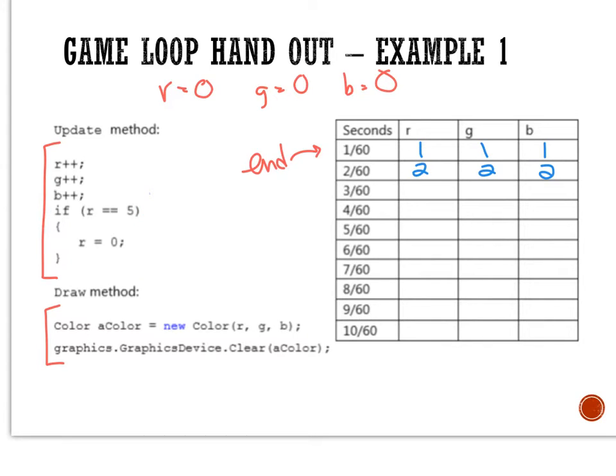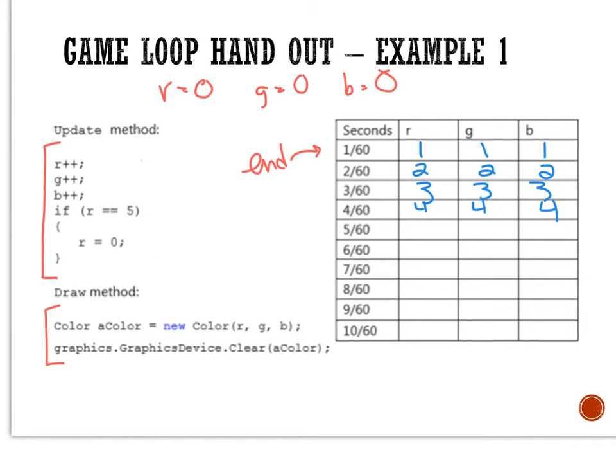Now from here, I'm going to do the same thing. Okay, third 60th of a second, I'm running through again, so I have 3, 3, 3. It's not equal to 5 here, so I go to the bottom of my code, and that's the third 60th of a second. And then from here again, the fourth 60th of a second, this is 4, 4, 4. Again, not equal to 5, so continue down. All right, that's the fourth 60th of a second.